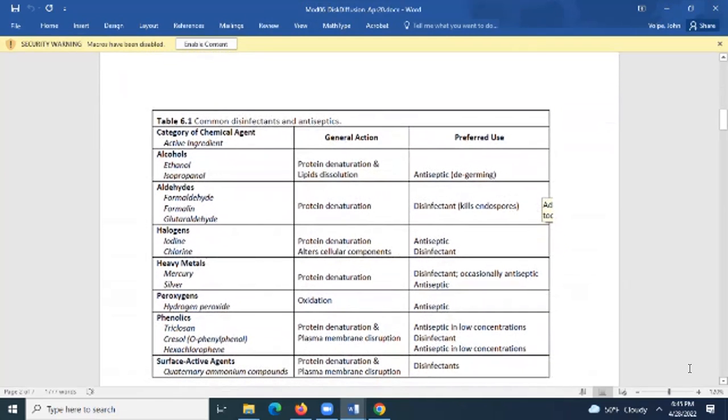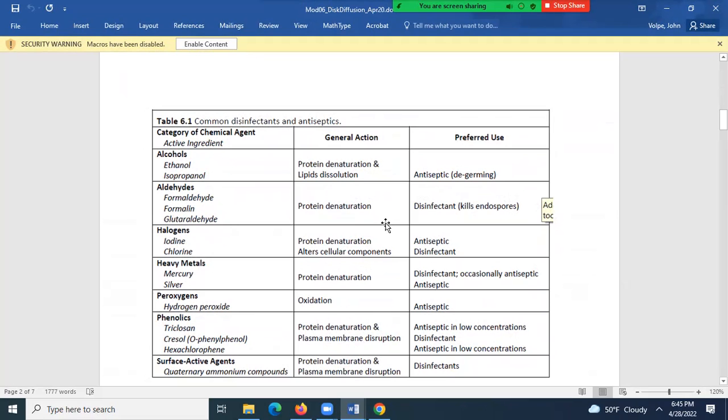Here are some common disinfectants and antiseptics, and it breaks them into different categories. Like most people know, ethanol and isopropanol, which is rubbing alcohol, are alcohols. And then the table gives you their general action and their preferred use. Alcohols can be used as an antiseptic, but they're really weak antiseptics. So we call them degerming agents, meaning you can apply alcohol to your skin, but it will not kill off all of the bacteria in the area you apply.